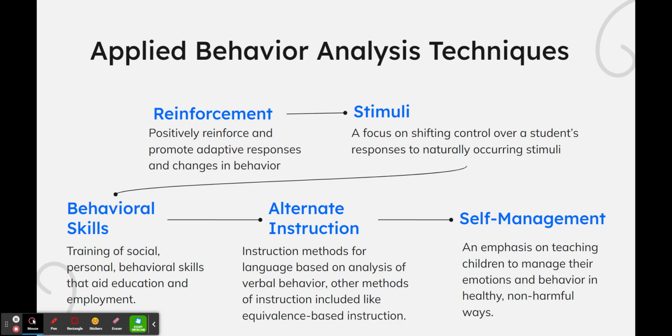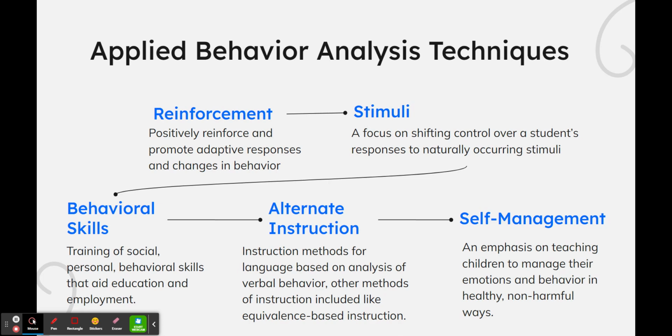Behavioral skills, like we already talked about in terms of careers, without supports, girls and women struggle to maintain employment. So, by giving them behavioral and educational and employment skills, we are able to sort of increase their chances and give them some of the support they need when finding employment later in life. Alternate instruction methods are also a big one. Instruction methods for language should always be based on an analysis of how your child with autism is already speaking, their verbal behavior, and then other methods of instruction like equivalence based instruction can make things easier for these children to understand.